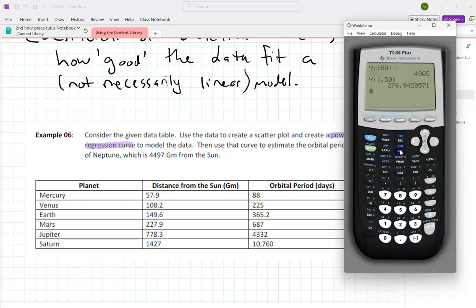I press Stat. From the Edit tab, I pick the Edit command. I'm going to clear out the data in L1 and L2, so I'm going to move my cursor to L1, press the clear button and then press down. I'll do the same thing for L2. And then I'll type those distances into L1 and those periods into L2.